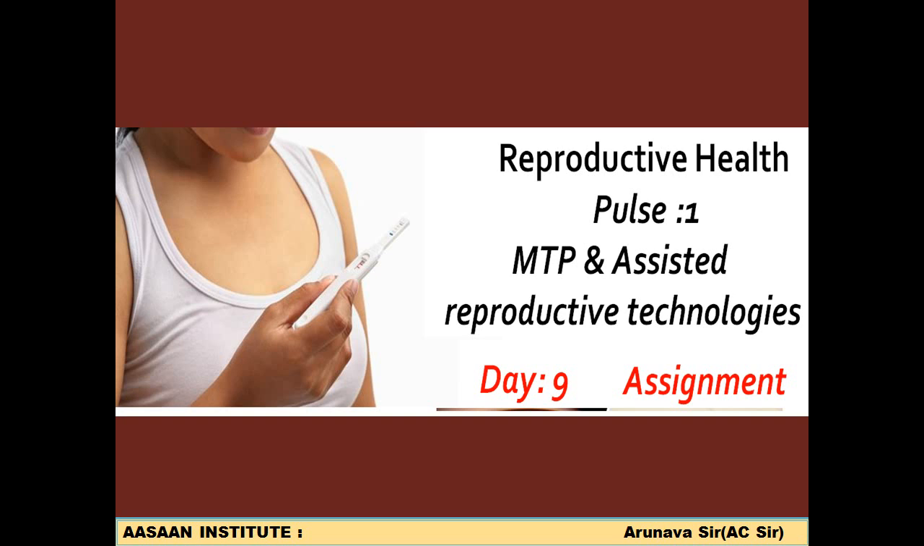Today we discuss reproductive health, and we divided this part into three parts. In this part we discuss about pulse 1, MTP and assisted reproductive technologies. Because medical termination of pregnancy and assisted reproductive technology are very useful in the recent world. We discuss in this part different, very important questions for NEET.